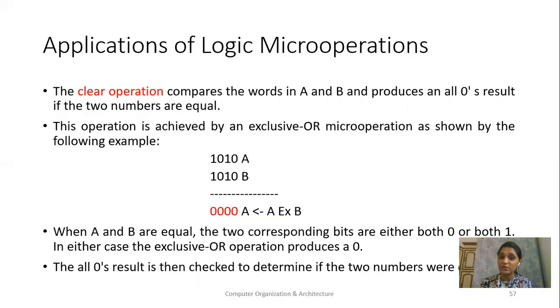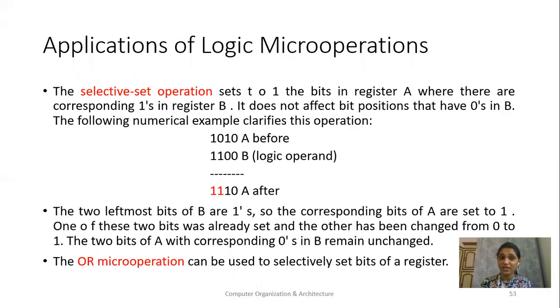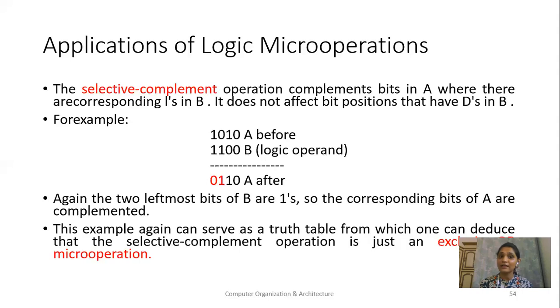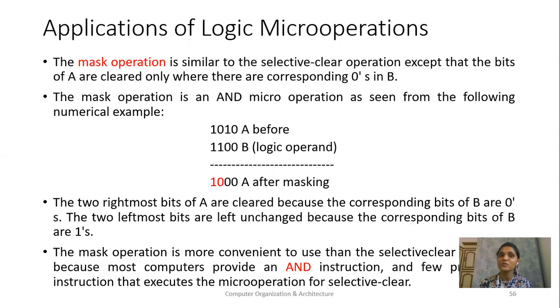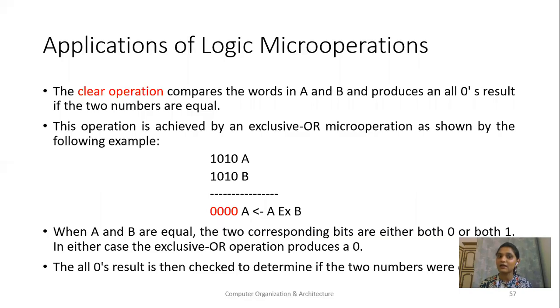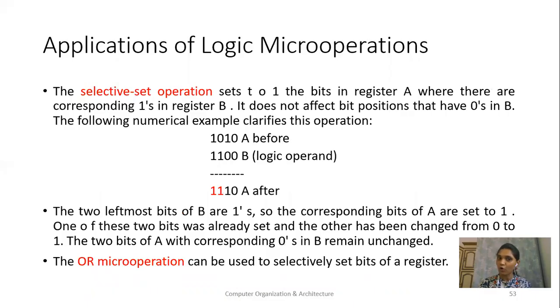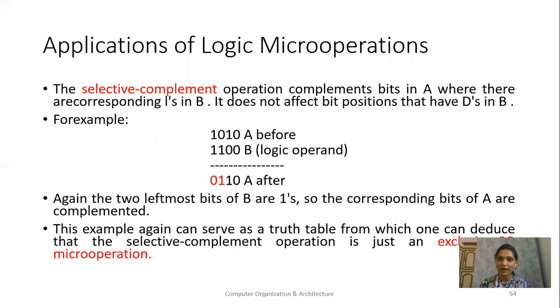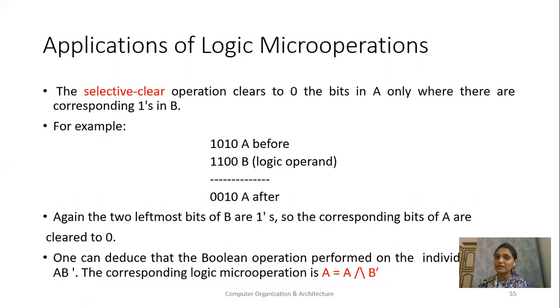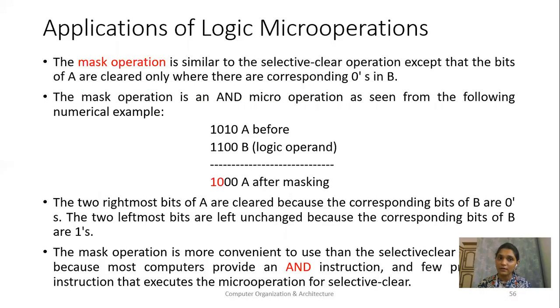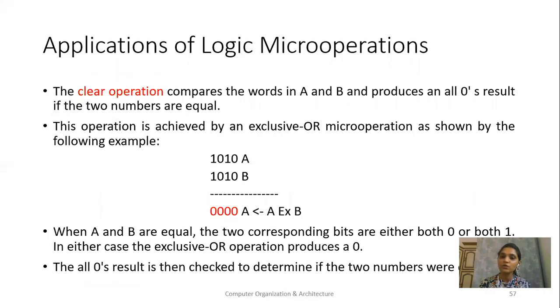So by using logical micro operations, we can do selectively setting, selectively complementing, selectively clear, selectively masking, and compare operations. For selectively setting you will just require an ORing operation. For selectively complement, you just require the exclusive OR operation. For selectively clear, you will use the A AND B bar operation. For masking, you will use the ANDing operation, and for comparison, you will use XORing. So these are the applications of logical micro operations.